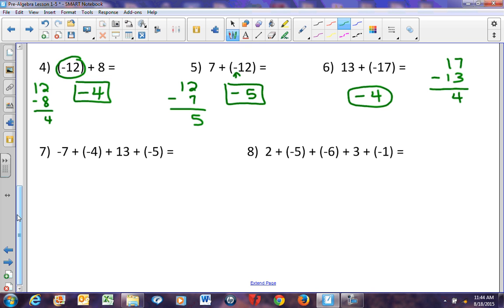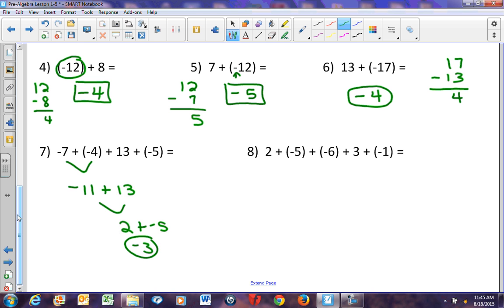Now, when you get to problems like number 7, quite a few problems, there are a couple of ways you can do it. You can do it straight from left to right, or you can pair up all the negative numbers and add those together, and then take care of the positive numbers and add those together. I'm going to do it both ways. First, I'm just going to do it from left to right. Here I have two numbers with the same sign, 7 and 4 is 11, so it's negative 11 plus 13. Those are different signs, so that's going to be 2, because negative 11 is smaller in absolute value than 13. And then 2 plus negative 5 is negative 3. That's one way of doing that problem.